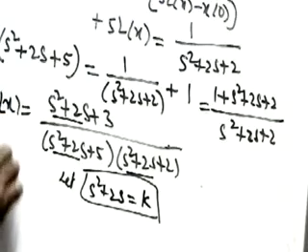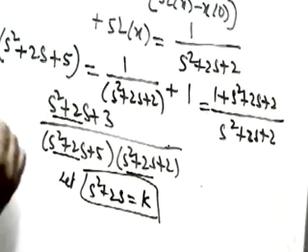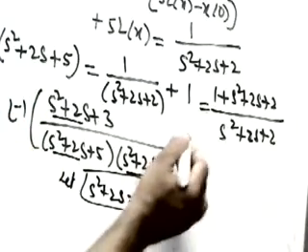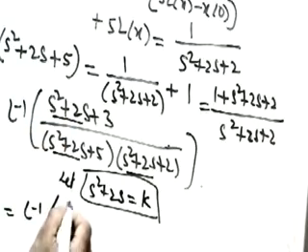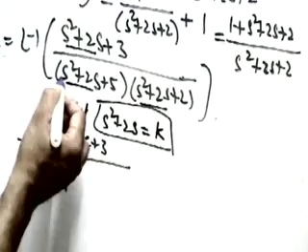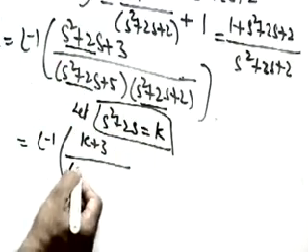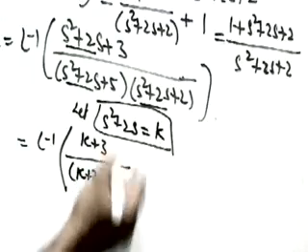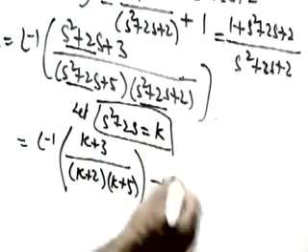So Laplace inverse of x equals Laplace inverse of, if we change what is left here, s square plus 2s we suppose as k. So this will be k plus 3 divided by k plus 5 into k plus 2. For some time you suppose this as k because this is common, so it will become easier. This will be k plus 2 and this will be k plus 5.